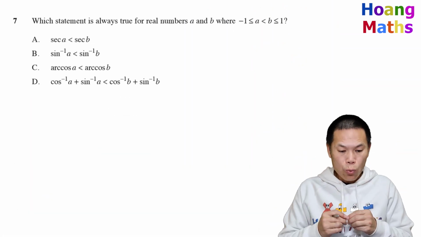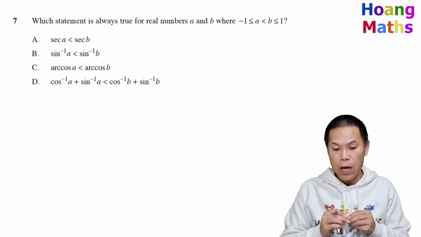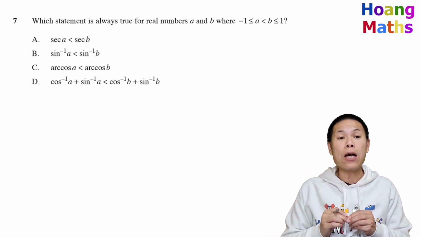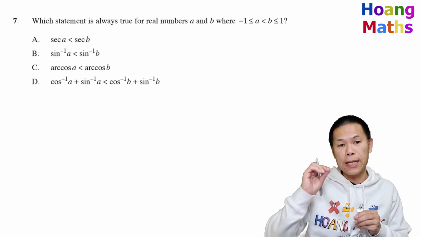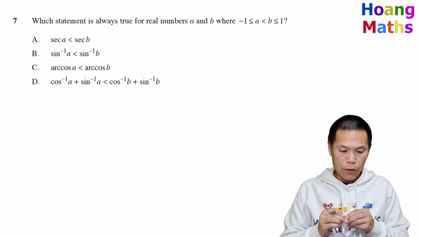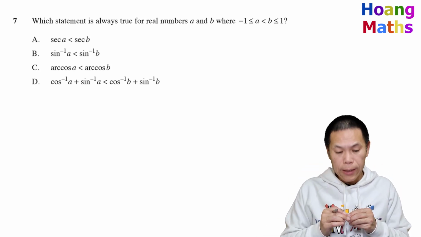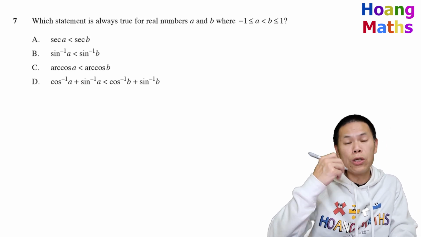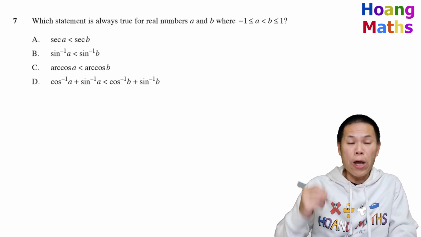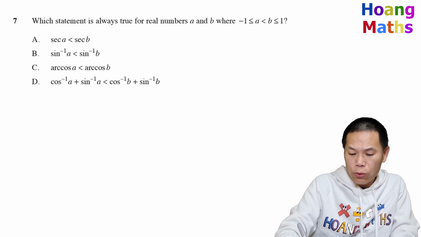Question 7. Which of the statements is always true for real numbers A and B, where A is greater than or equal to -1, less than B, and B is less than or equal to 1? Part A: secant of A is always less than secant of B. Let's see if it's correct. To do this, we need to do a quick sketch, since 1 over cos is secant. So let's do the secant graph first.